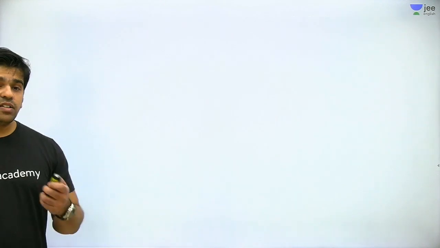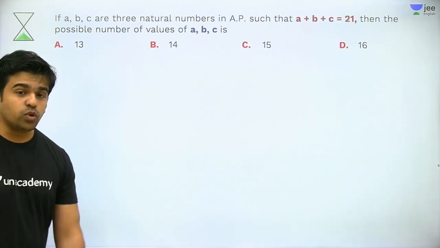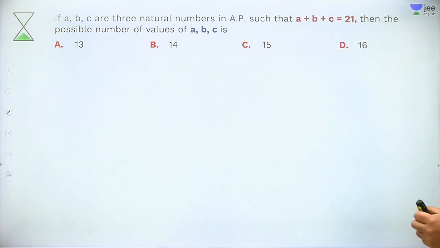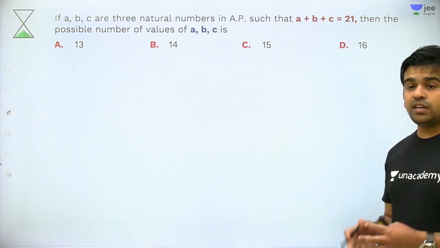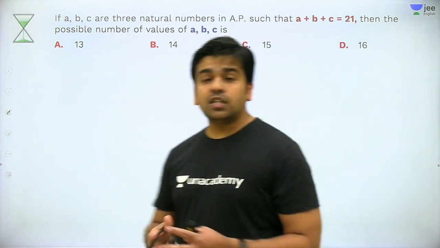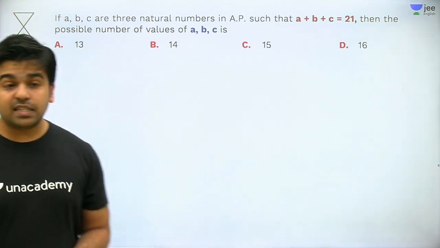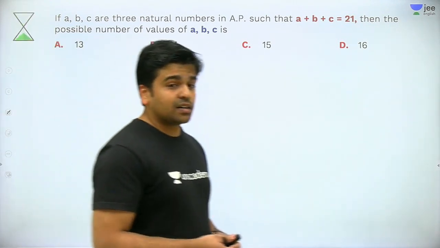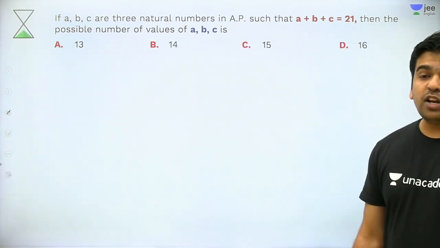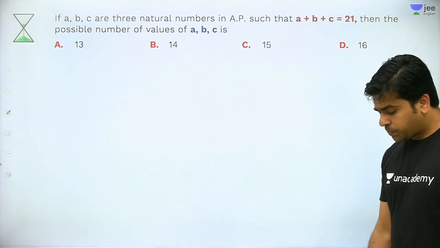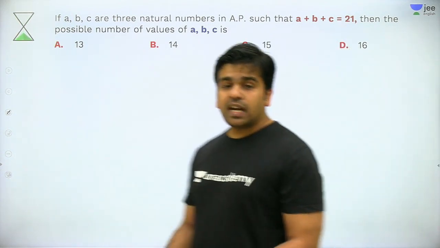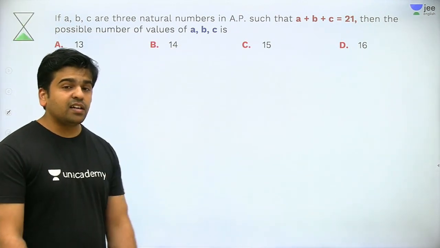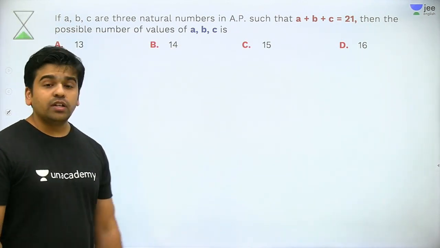All right, so let us further make some changes here. Let us look at one more question. Here again we will have to think further. If A, B and C are 3 natural numbers in AP such that A plus B plus C is equal to 21, then how many possible values of A, B and C can we imagine? How many combinations can we imagine? How many triplets can we imagine? This should be the right statement for this question.